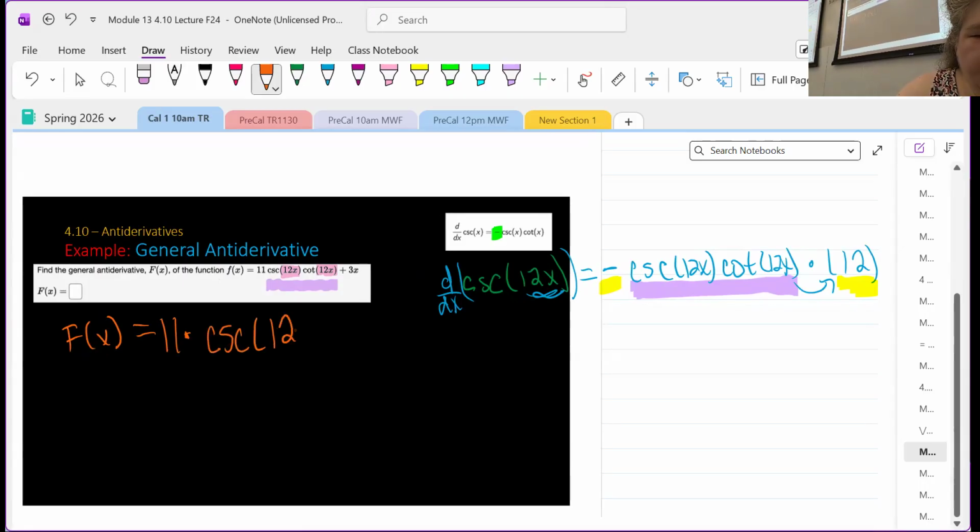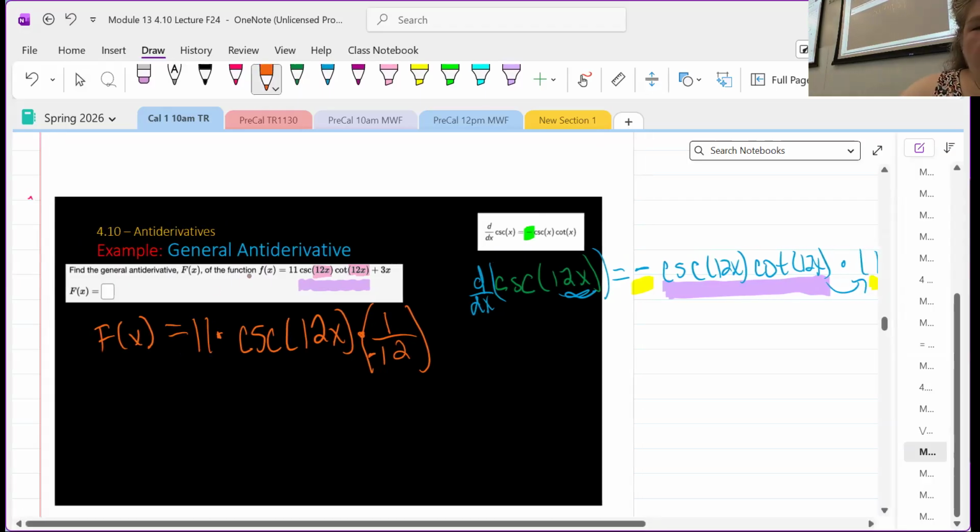cosecant 12x, but I need to account for undoing multiplying by 12, so I need to divide by 12, which is the same as multiplying by 1/12. But I also need to make that negative. Now you can write the negative on top with the 1 if you prefer to write it that way. It doesn't matter where the negative goes. Negative 1 on top, negative 1 on the bottom, or negative 1 in front of the fraction are all the same.